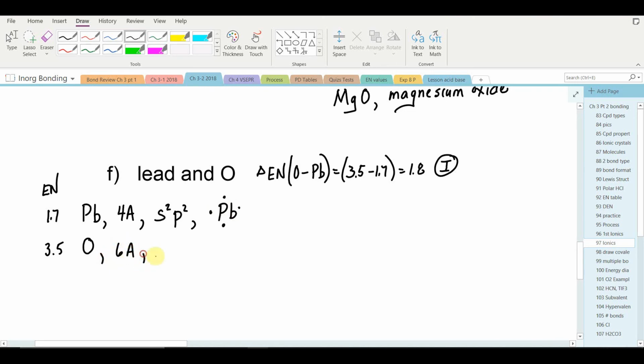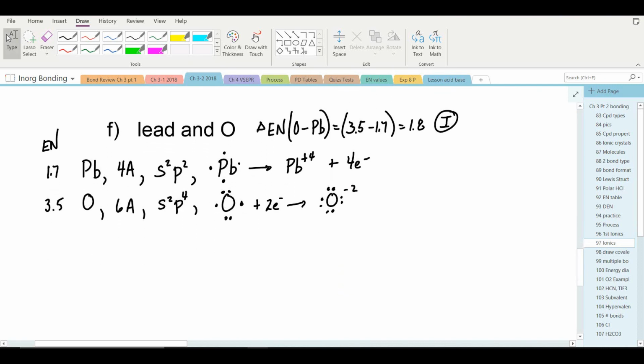Oxygen is in group 6A. Everything in group 6A is s2p4 electron configuration. Everything in group 6A has 6 valence electrons. Lead, if it could lose all 4 electrons, would be Pb plus 4, and here's the 4 electrons lost. Oxygen would like to gain 2 electrons and form an oxide anion. Looking at this, you can see we need the same number of electrons gained and lost. We need 2 oxygens for each lead atom. We'll put lead in the middle, flanked by 2 oxygens.